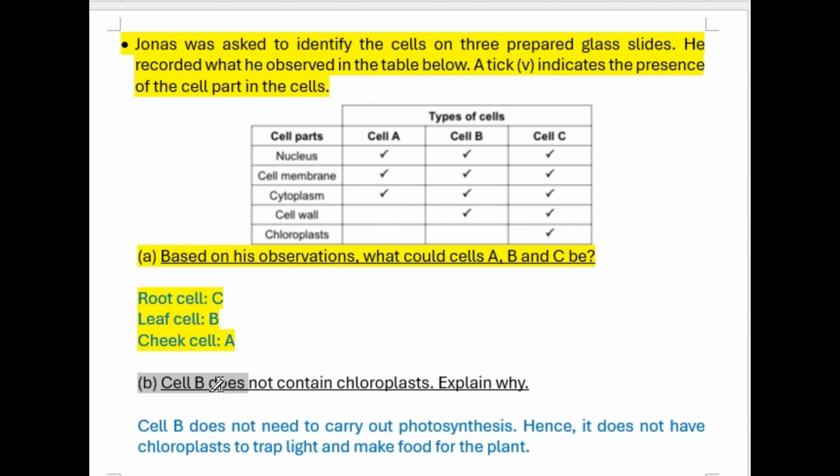B. Cell B does not contain chloroplasts. Explain why. Cell B does not need to carry out photosynthesis. Hence, it does not have chloroplasts to trap light and make food for the plant.